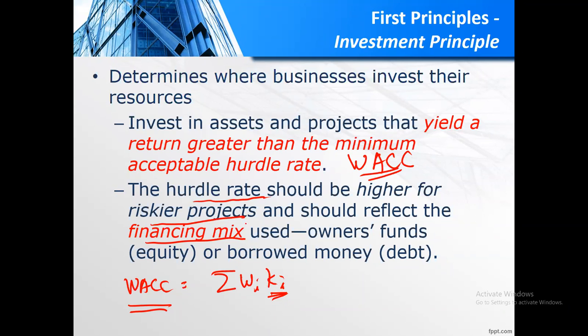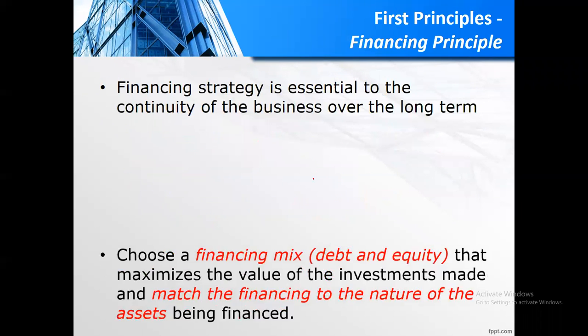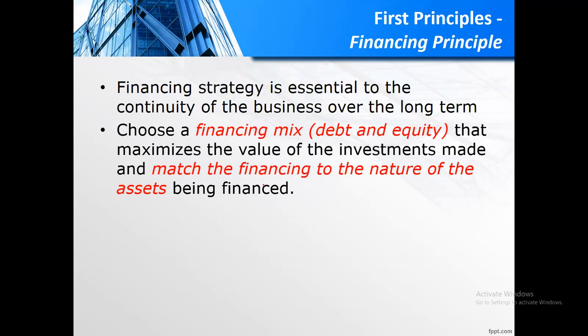Okay, so that's why we're saying that the hurdle rate should be higher for riskier projects and should reflect the current financing mix used. Okay, so also when we talk of the investment principle, it's based on cash flow. Okay, so I'll discuss this in a while. Cash flow and the timing of these cash flows. And then for the financing, as we said, this is again a repeat of what I was saying. Okay, there's the choice of the financing mix should be the one that maximizes the value of the shareholders.